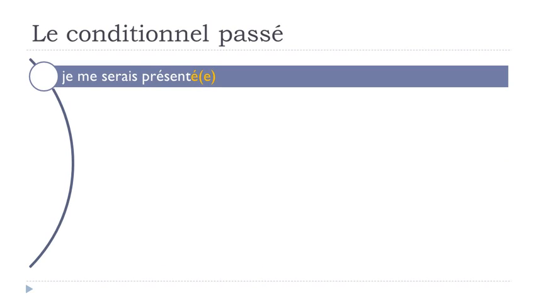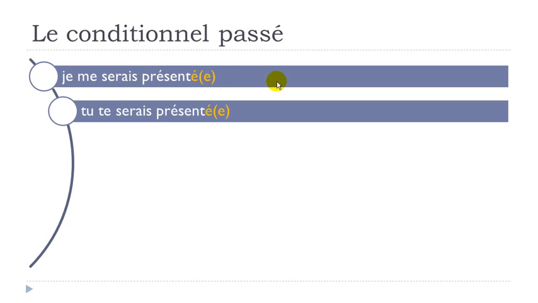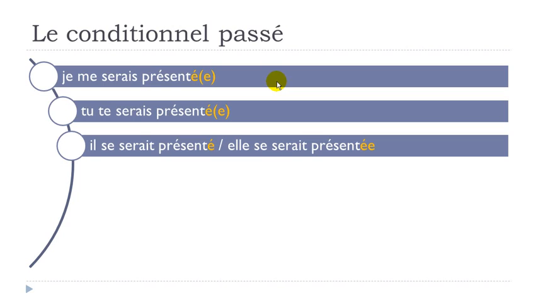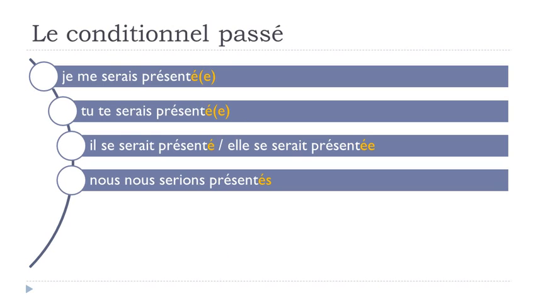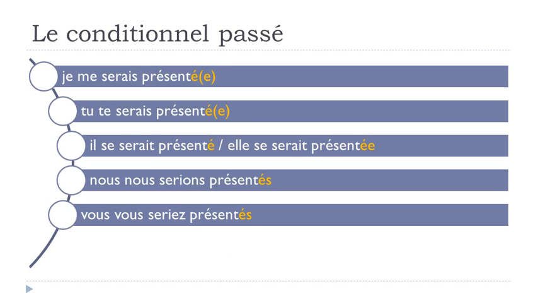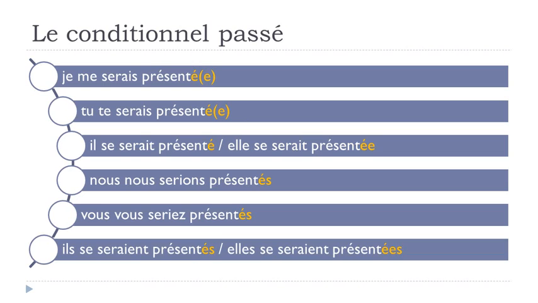And then one example with these reflexive verbs that we saw. I just wanted to use se présenter. Okay, so je me serais présenté. Tu te serais présenté. Il se serait présenté. Elle se serait présentée. Nous nous serions présentés. Vous vous seriez présenté. Il se serait présenté. Elle se serait présentée.